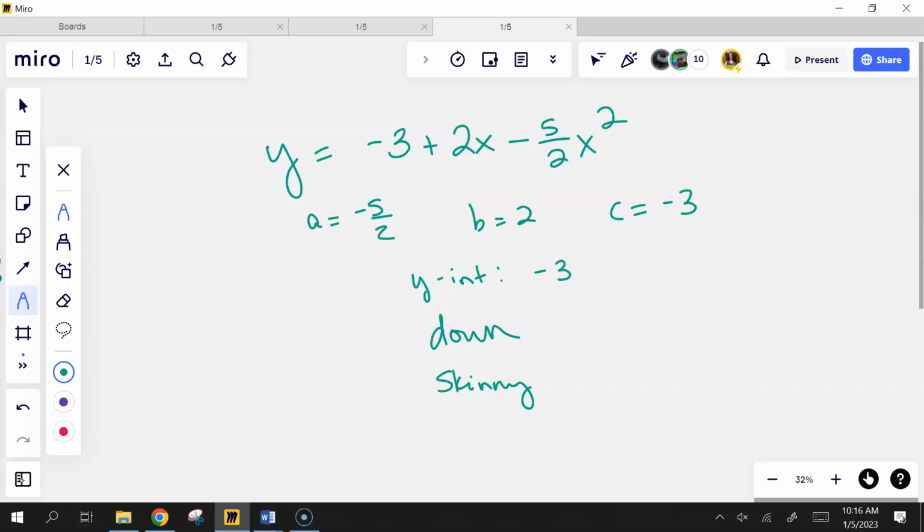Okay, let's talk about some properties of the graph, and then we're going to put all this together and actually graph it. A, then 1. Right. It does the opposite of what you would think it would do. Yes.